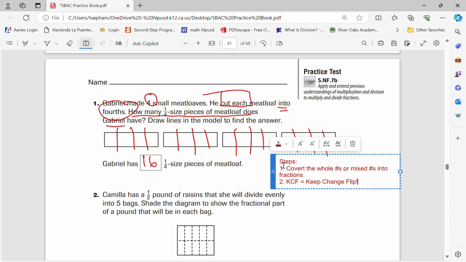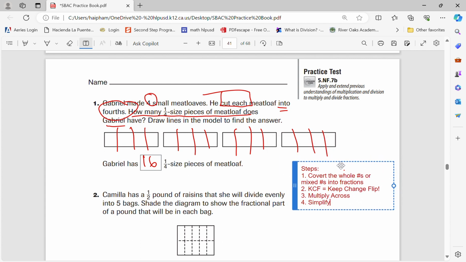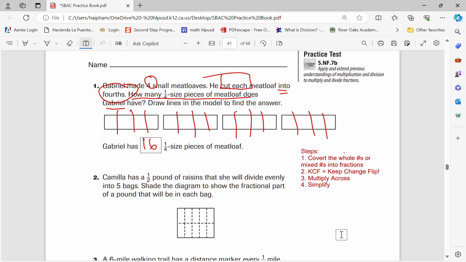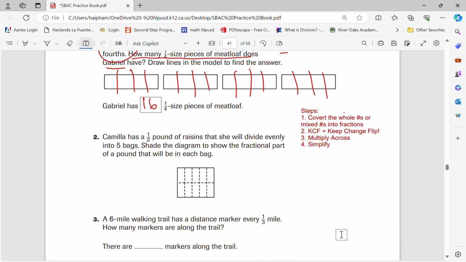Okay, and finally, or also the reciprocal, you will multiply across and finally simplify if needed. Okay, so following these 4 steps, pretty similar to dividing fractions and mixed numbers. There's only one extra step, is to use the reciprocal, also known as KCF. Do that, you should be okay. Let's jump to number 2.